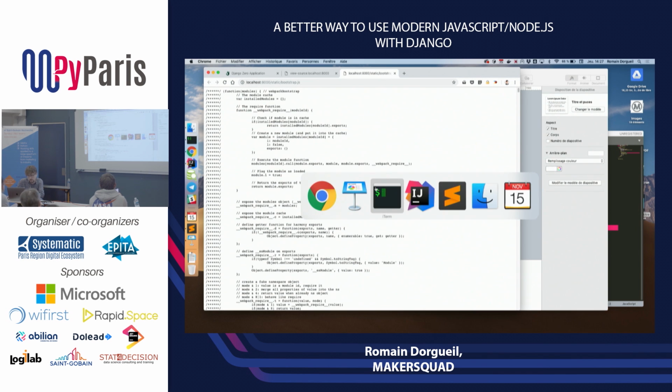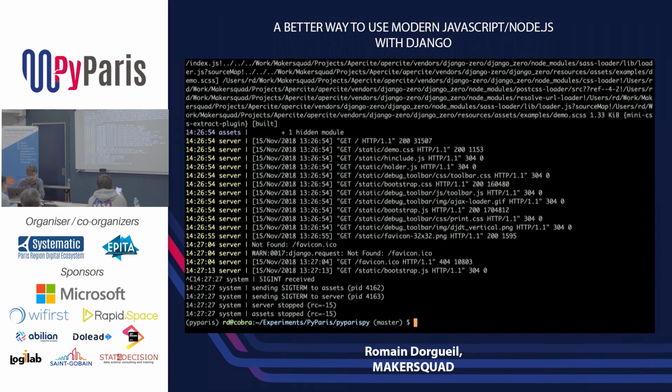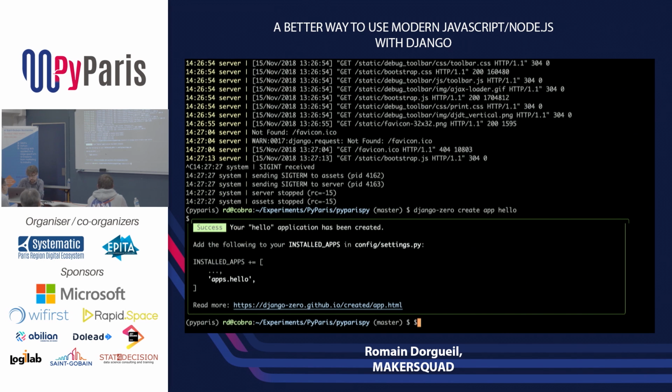And to show that, I will create a Django application and add some modern JavaScript in that. So let's say Django 0 create app. Let's call it hello. OK, I need to add apps.hello to my settings. So let's open another.